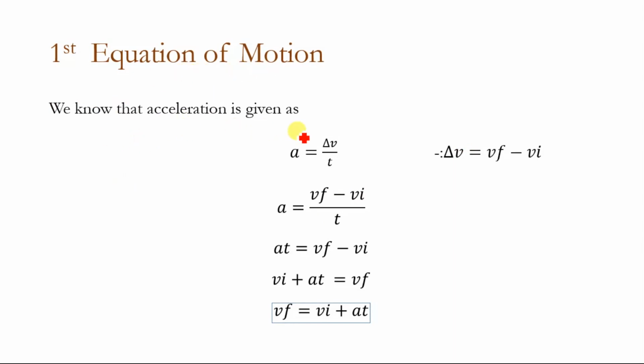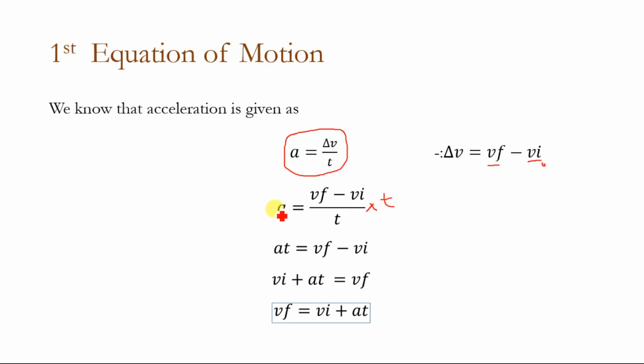We know that acceleration is given as A is equal to del V divided by T, where del V is the change in the velocity and is equal to Vf minus Vi. You can denote this Vf and Vi by anything like V0 and V. Here I have denoted the final velocity by Vf and the initial velocity by Vi. So acceleration is equal to Vf minus Vi divided by T. Now multiply both sides by T.